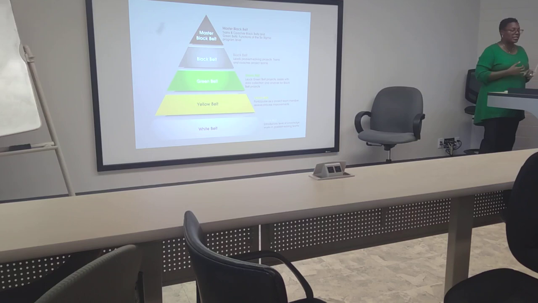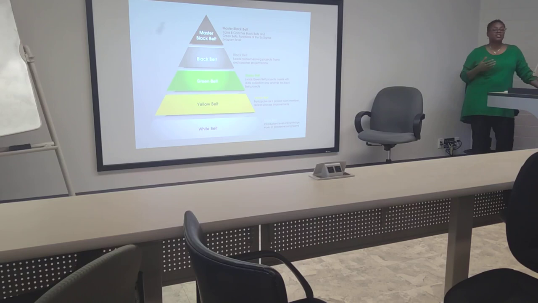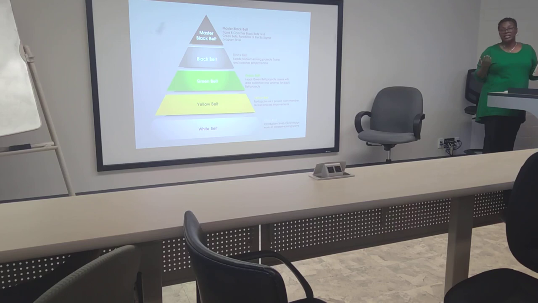So you have your white belt. This you probably go online to get. It's just an introduction to Lean Six Sigma altogether. I know several students have done this white belt training. Yellow belt, they actually participate as project team members. This is when you start getting into the certification realm, and they review processes for improvement.